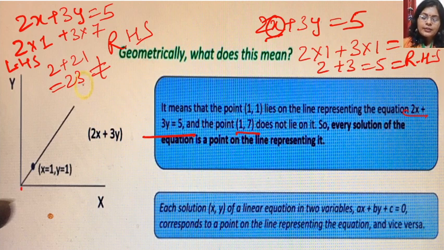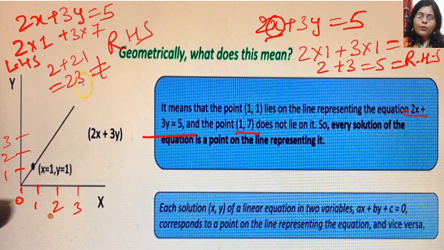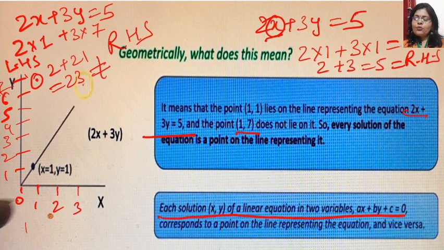Now, let us take 0, 1, 2, 3, 1, 2, 3, 4, 5, 6, 7. So 1 and 7, this coordinate will lie somewhere over here. Is it on the same line? No. Since this is not the solution, it will not lie on the line. This is a very basic concept which we have to understand: each solution of a linear equation in two variables corresponds to a point on the line representing the equation, or vice versa.